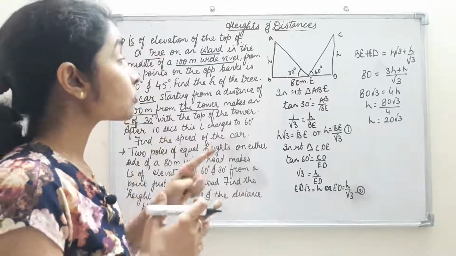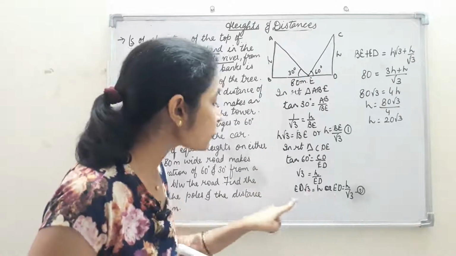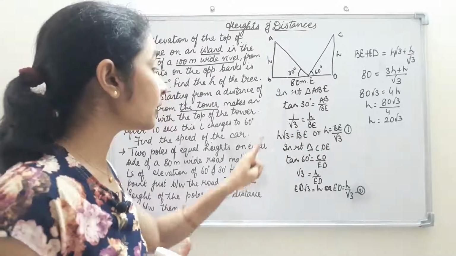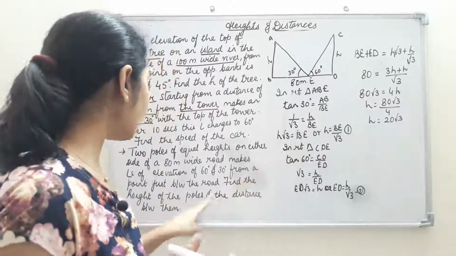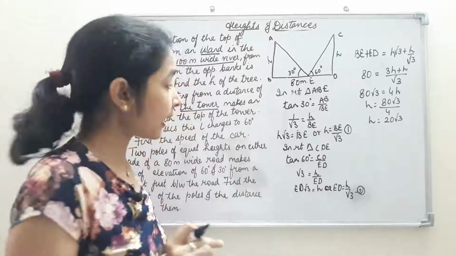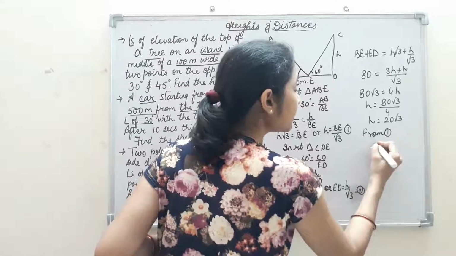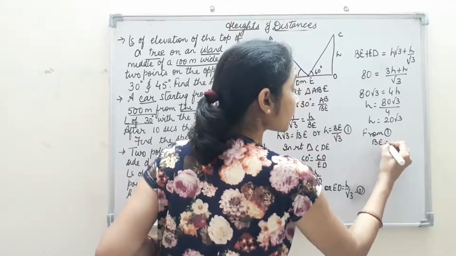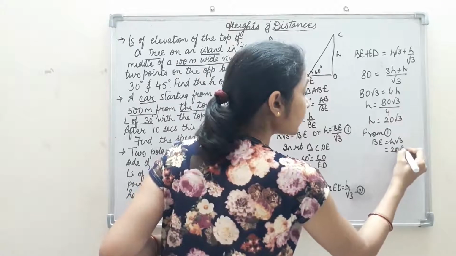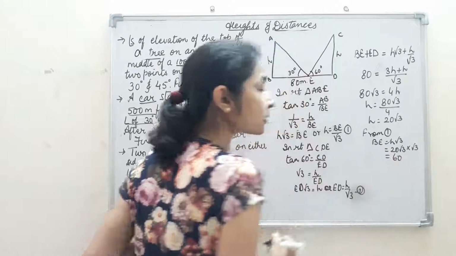Now we are also supposed to find the distances BE and ED. Why did I calculate these values? Because we needed both of them, and it was given as the distance between them. So BE is equal to H root 3, I know that BE from equation 1. H we already have as 20 root 3, and again we multiply root 3 to it. So 20 into 3, BE is equal to 60 meters I get.